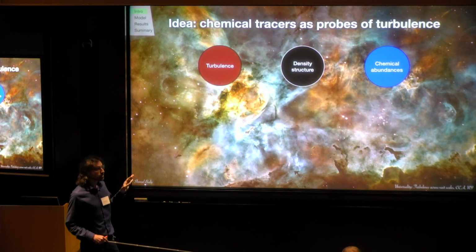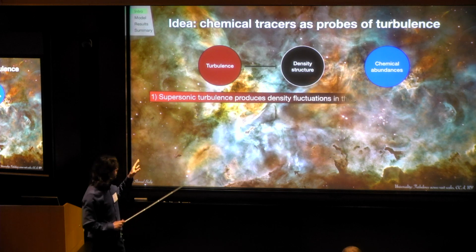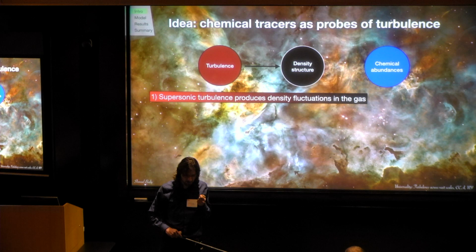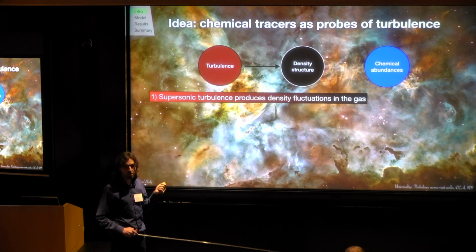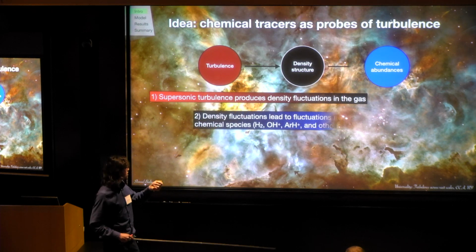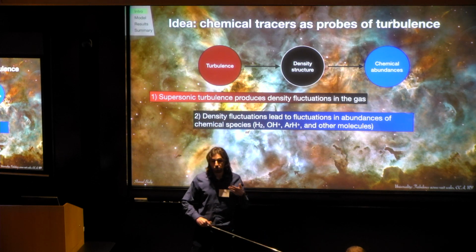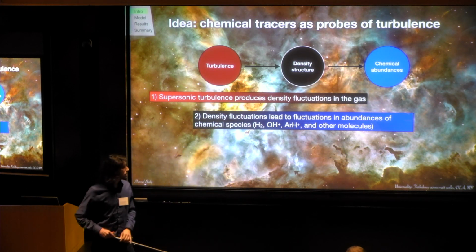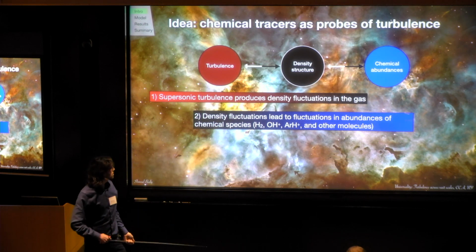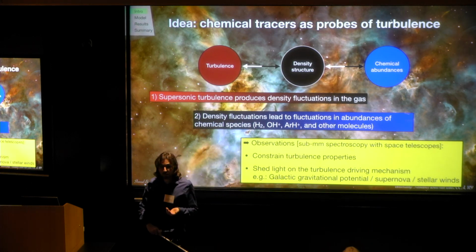And the idea is as follows, just to sketch. So we have the turbulence, and the turbulence, when supersonic, produces density fluctuations because it's compressible turbulence. And now when we have density fluctuations, because chemical reactions are very sensitive to the density, this also produces fluctuations in the abundances of various chemical species, molecules, ions, etc.